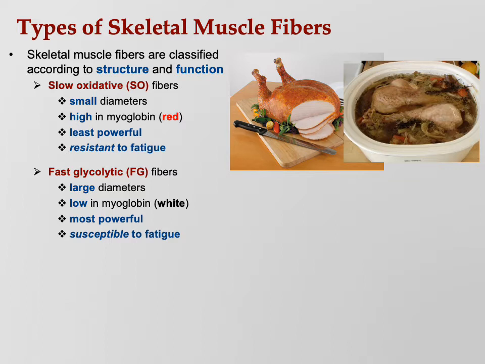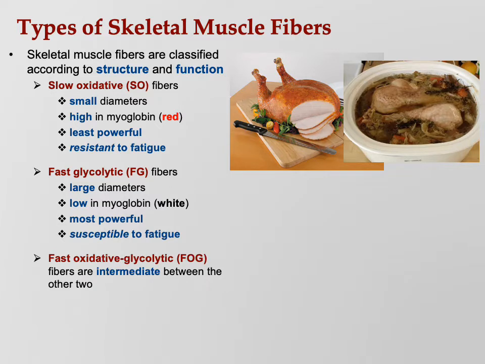And what you're seeing there is basically a lot of fibers that are high in myoglobin. That's the dark meat, okay? So you've seen it before, you just didn't realize that's what was going on, maybe. There's also an intermediate form, the fast oxidative glycolytic, the FOG.